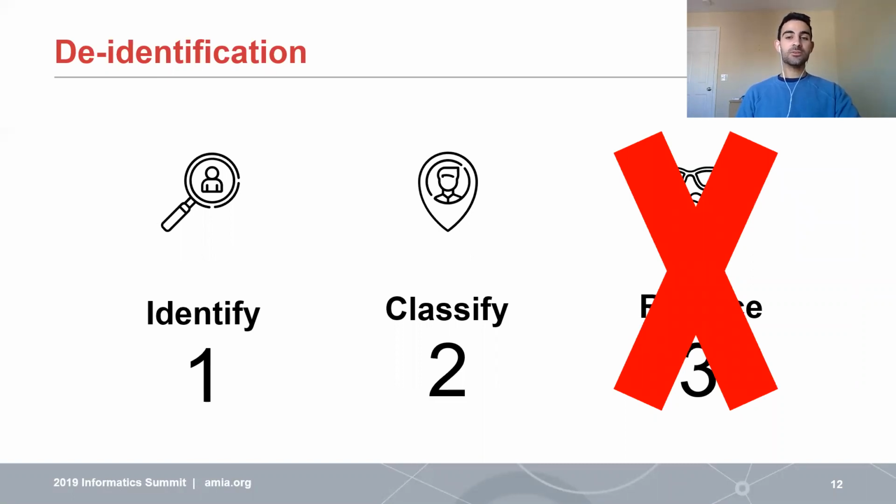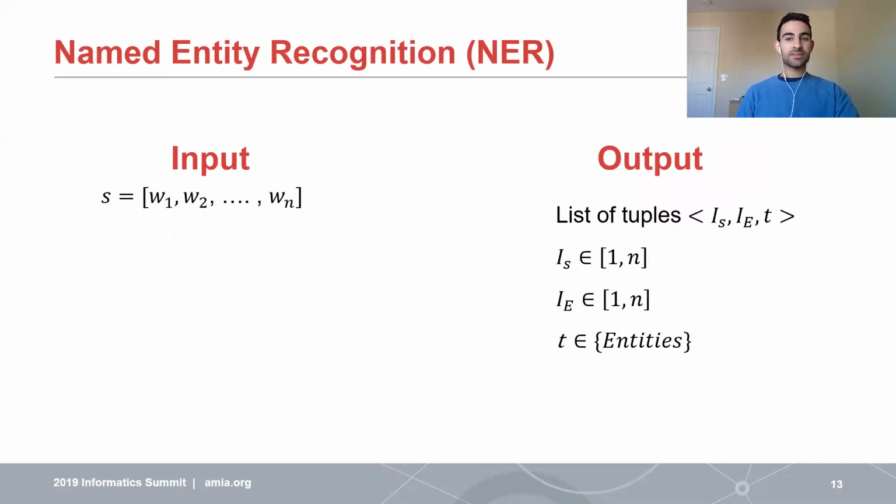Other research, including one of the talks in this session, is focused on the third step of developing algorithms for realistic replacements of PHI. For simplicity, I will refer to the first 2 steps as the de-identification task. We can frame this task as a named entity recognition problem. The input of an NER system is a sentence S that is a list of tokens, or words. The output is a list of tuples, where each tuple corresponds to a PHI entity. IS here is the start token, IE is the end token, and T is the PHI category.